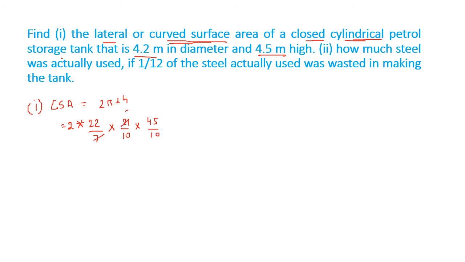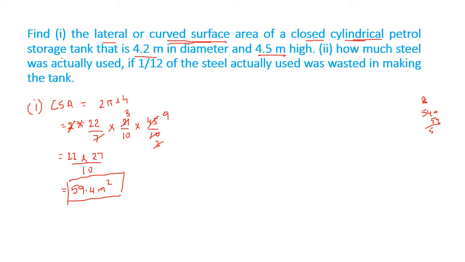7 ones are 7, 7 threes are 21, 5 nines are 45, 5 twos are 10, 2 and 2 get cut. So 22 into 27 upon 10. How much is that? 22 times 27 is 540, 54, 594. 594 upon 10 is 59.4 meters square, which is the curved surface area of the petrol tank.